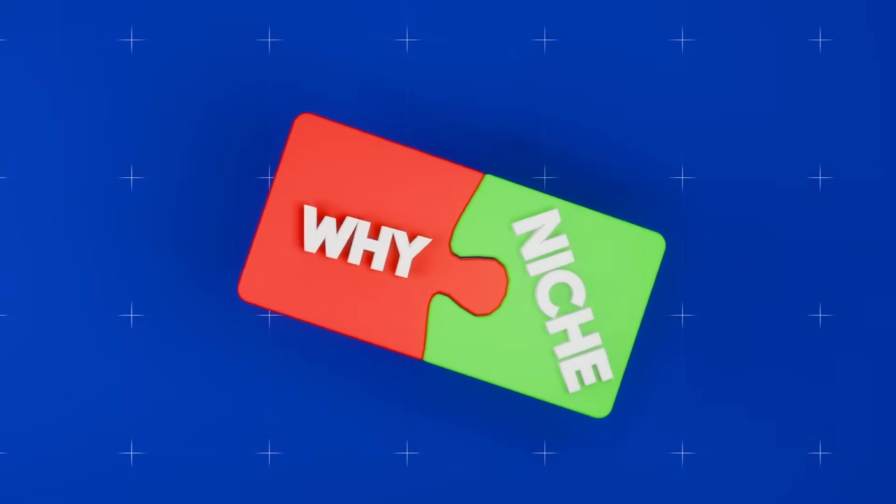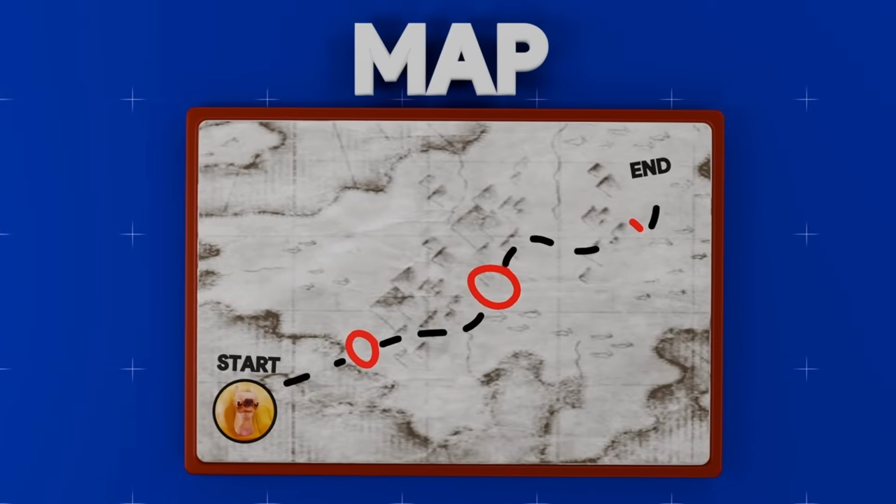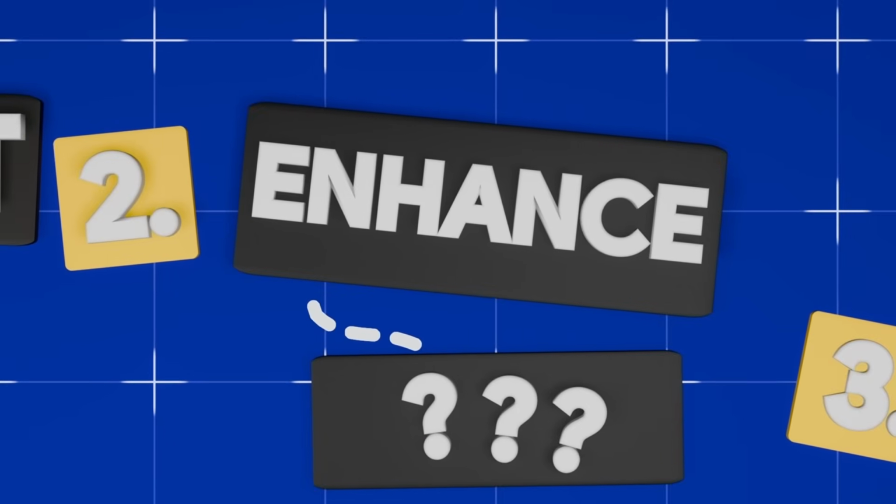We've got our foundation built, our puzzle piece map is complete. Now we just need to follow it. And we do this with level 2, Enhance. This level is all about how to actually learn Blender.